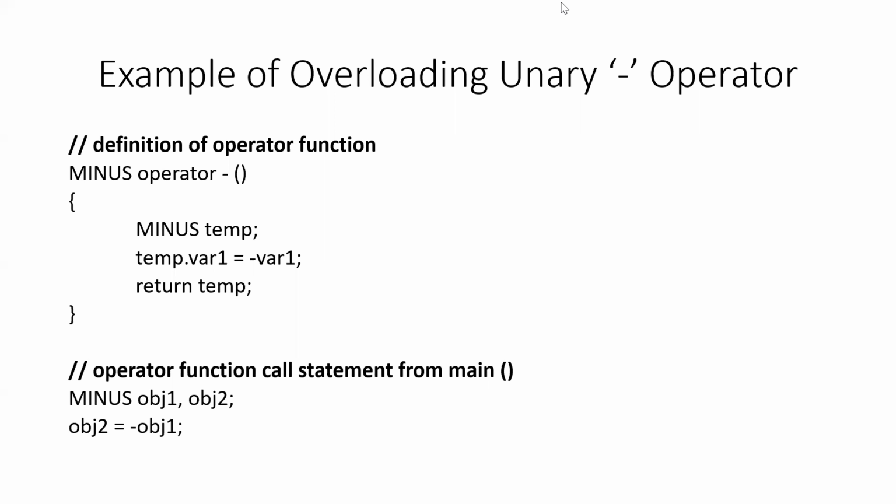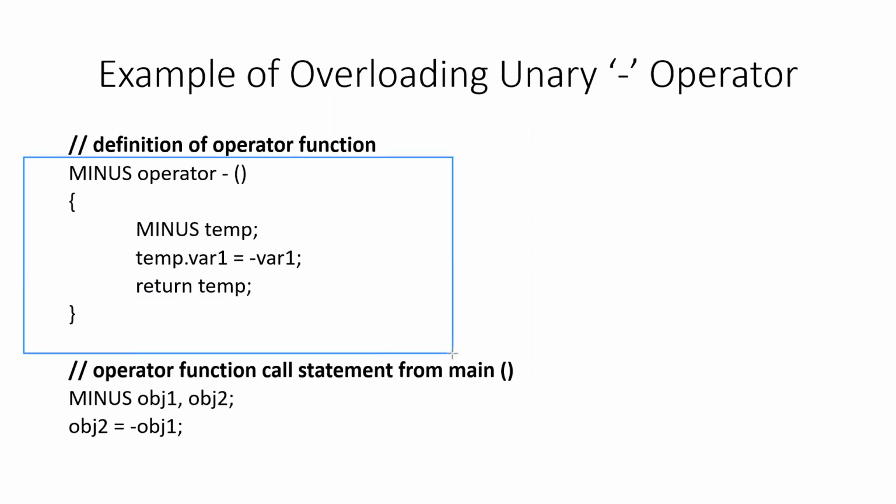So the operator function is used to overload the unary minus operator, as you can see here. The name of the class is minus. So minus is the name of the class, and that is the return type of the operator function. Operator is the keyword. Minus is the operator symbol that we want to overload, and no arguments are being passed.